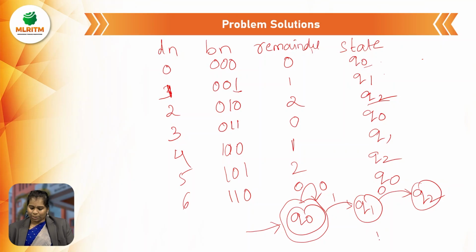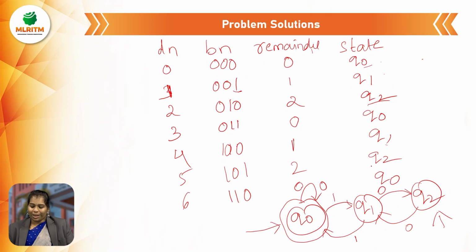Next 0, 1, 1. The cursor is at Q1. From Q1 it is going to the state Q0. Next 1, 0, 0. Whenever we are taking the decimal number 4, from Q0 it goes to Q1, Q1 with 0 goes to Q2. The cursor is at Q2. From Q2 it is moving back to Q1. So backtracking 0.